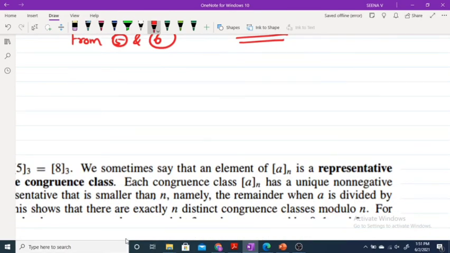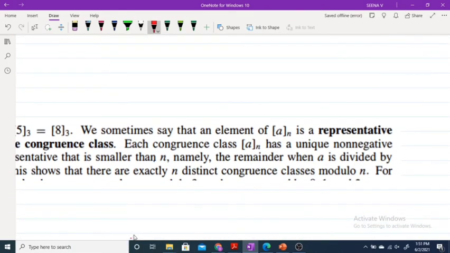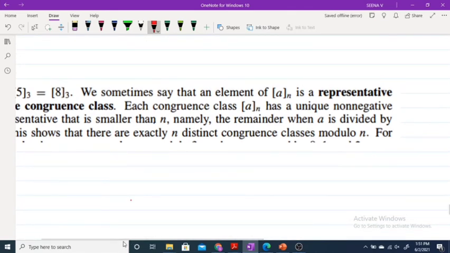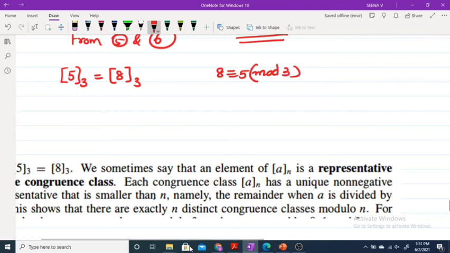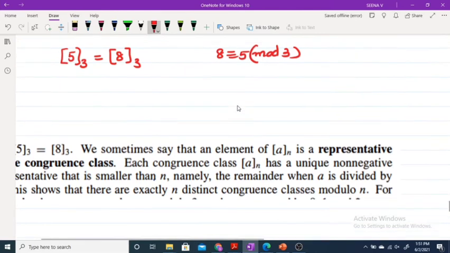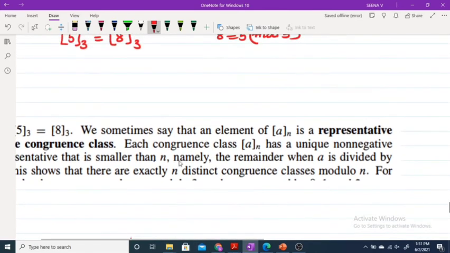Now you can use some examples. As in our earlier case, if you consider the class of 5 mod 3, this is equal to the class of 8 mod 3, because we know that 8 is congruent to 5 mod 3. So by using this result, the congruent class of 5 mod 3 is the same as the congruent class of 8 mod 3.